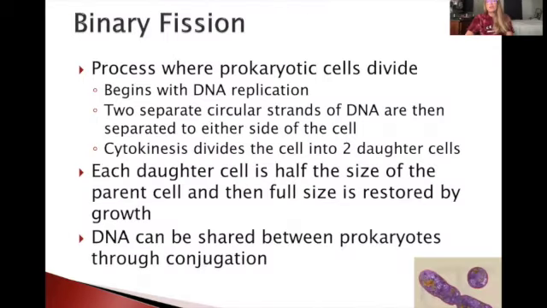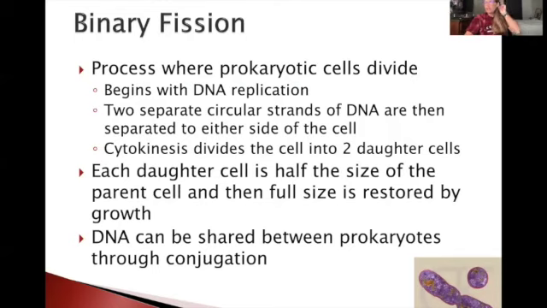Binary fission is the process where prokaryotic cells reproduce. It is essentially mitosis. So they're going to double everything just like a cell would in mitosis, and then they're going to pinch off and you have 2 daughter cells. The daughter cells are identical to each other. So it's essentially a cloning. This allows them to reproduce very, very quickly.